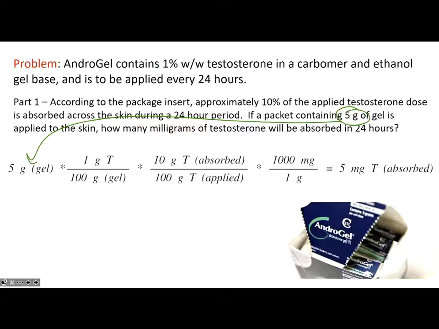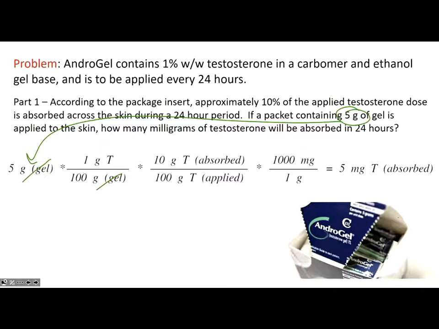It's a 1% weight per weight, meaning 1 gram of testosterone for every 100 grams of gel. If I multiply it that way against my 5 grams of gel, do you see where grams of gel cancel? And just multiplying 5 times 1 over 100 gives me now grams of testosterone. So now I know how much testosterone was in the gel. Does it all get absorbed? No. So how much is absorbed? 10%. So that means 10 grams of testosterone is absorbed for every 100 grams applied. Only 10% of what you apply gets absorbed.